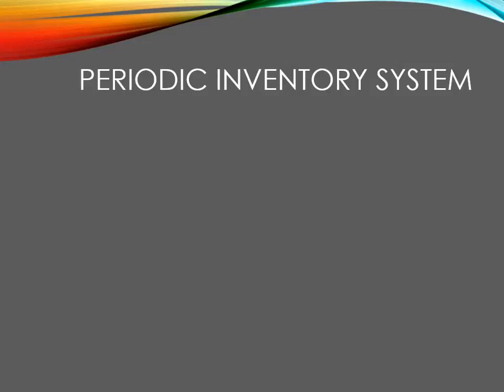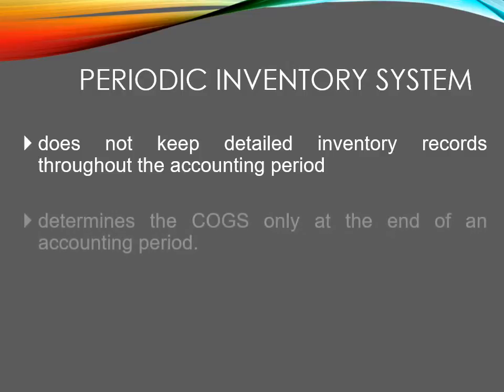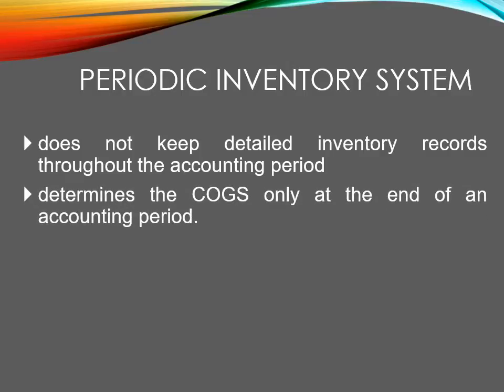The periodic inventory system, however, will not keep the detail of inventory records throughout the accounting year, the accounting period. So you will not have accurate records of inventory, then you cannot retrieve the information at any time that you want, because you are not keeping detailed records of inventory at the moment when you purchase and also sell off the inventory items.